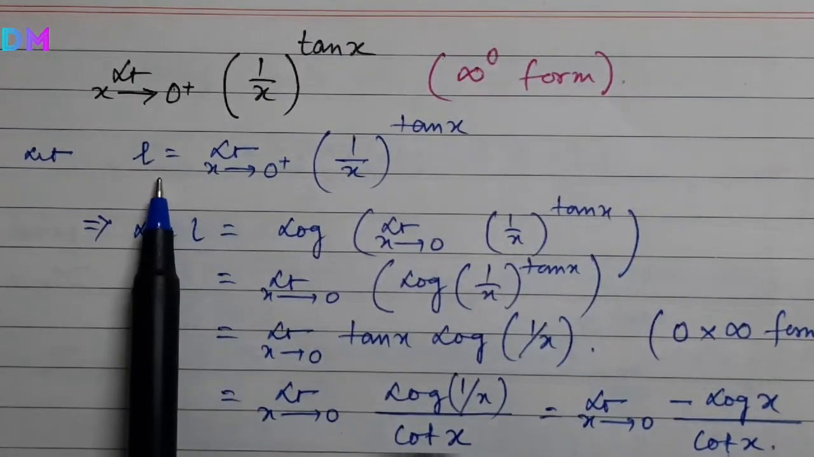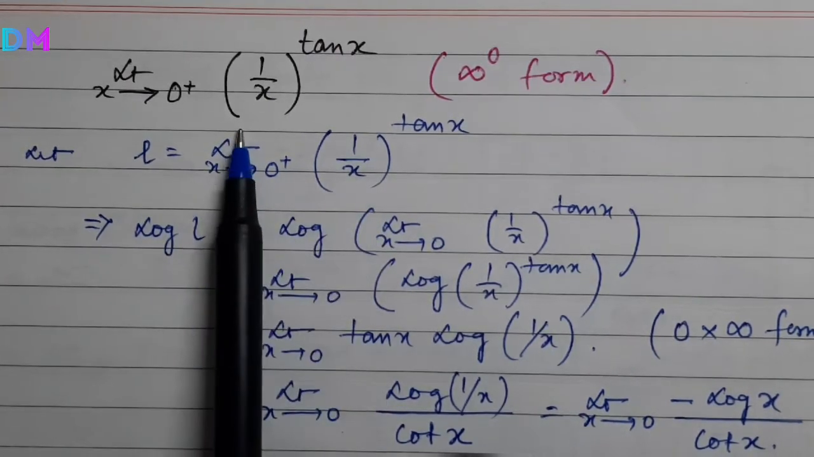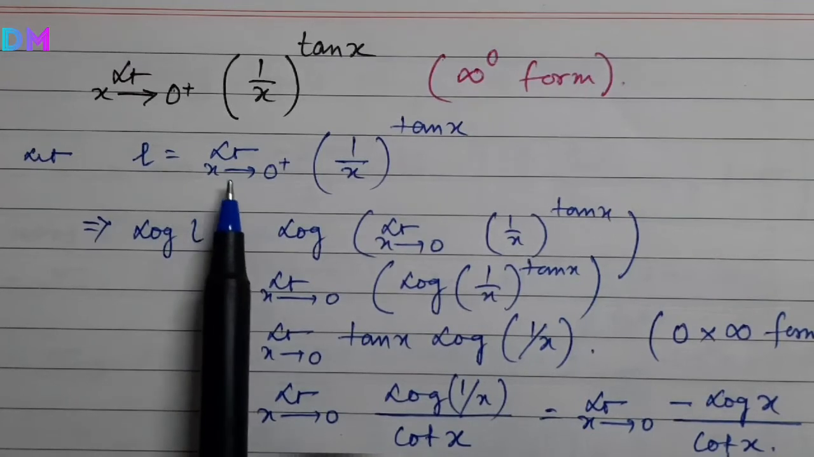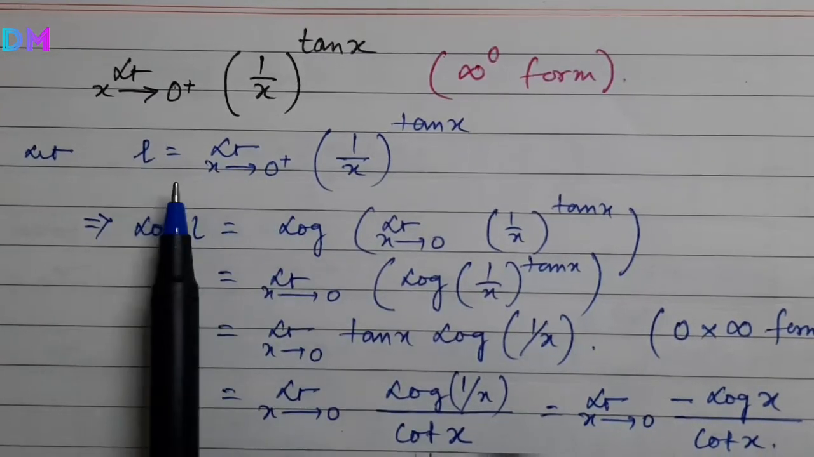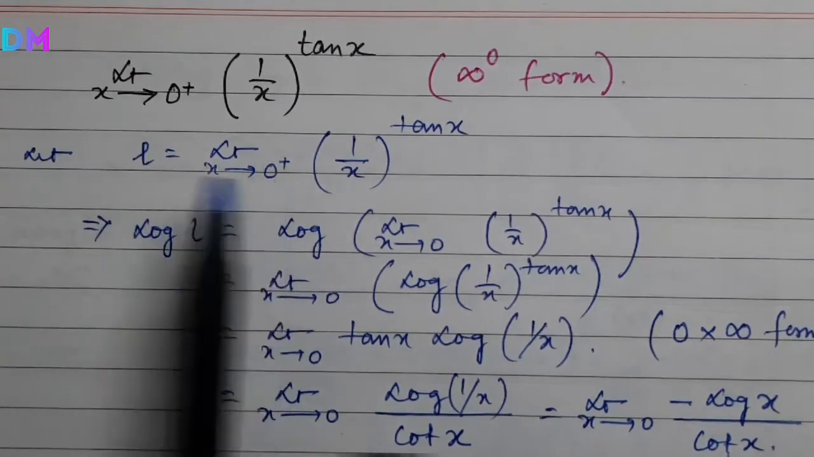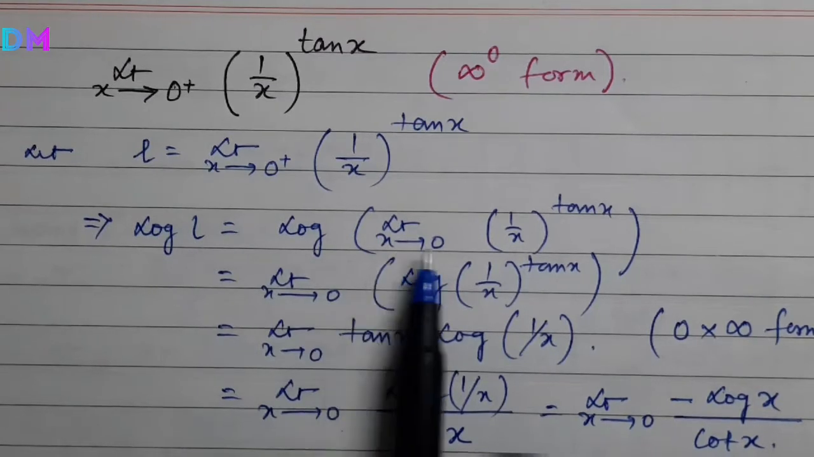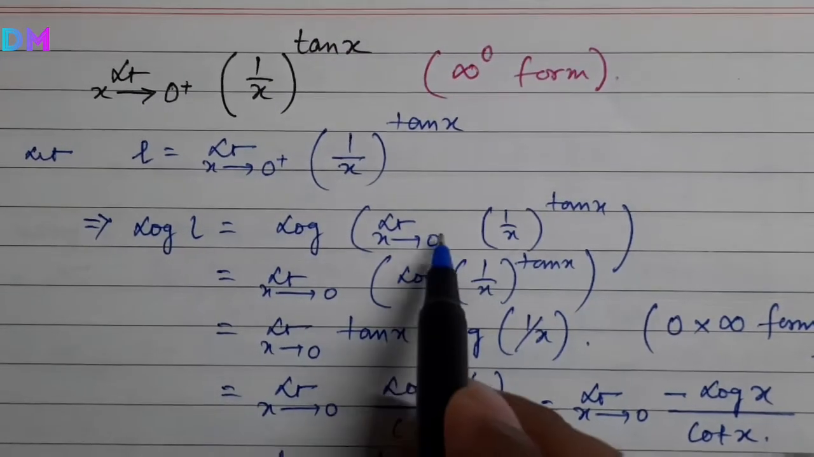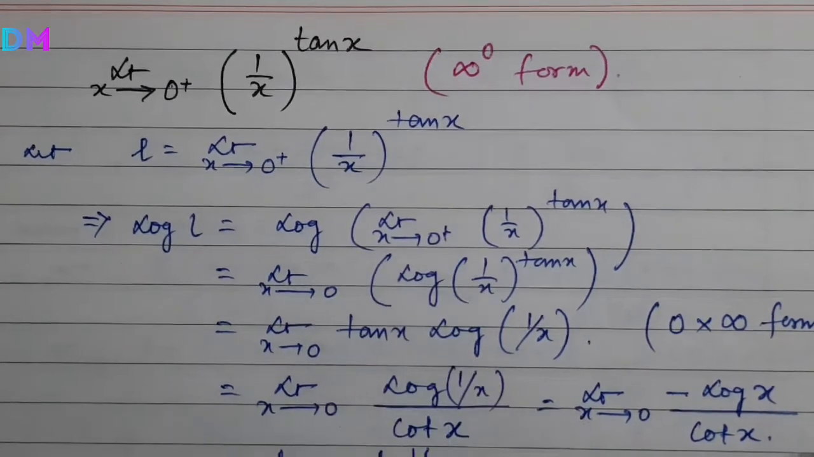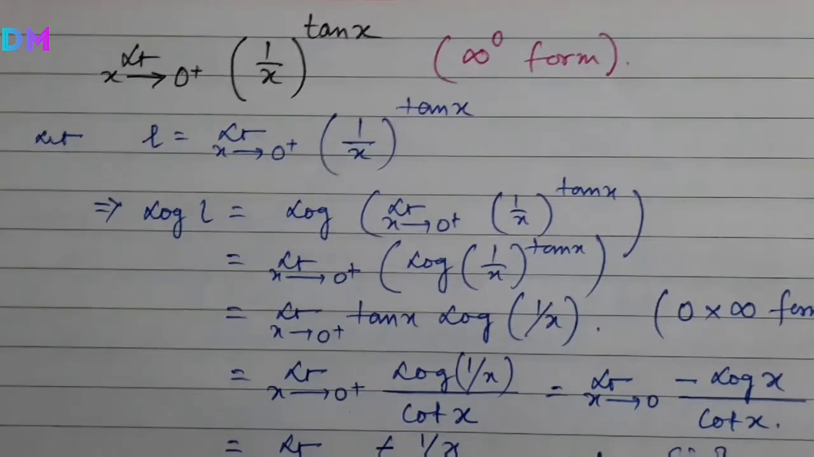So what will I do? Let L be the limit of this function. So L is equals to limit x tends to 0, 1 by x whole to the power tan x. We can write that. Now if I put log on both sides, it will be log L equals to log of limit x tends to 0 plus. All this will be plus. I forgot to write the plus.